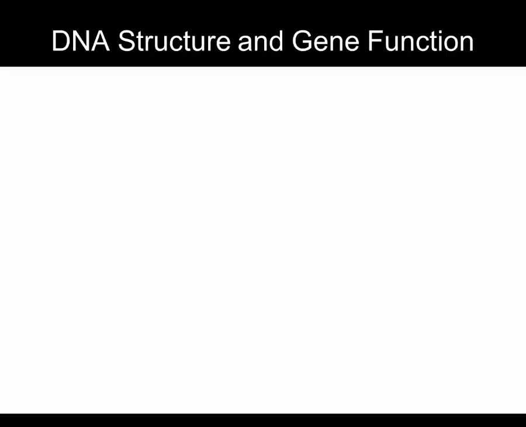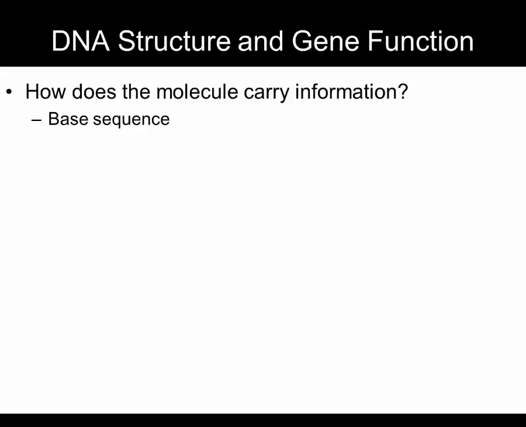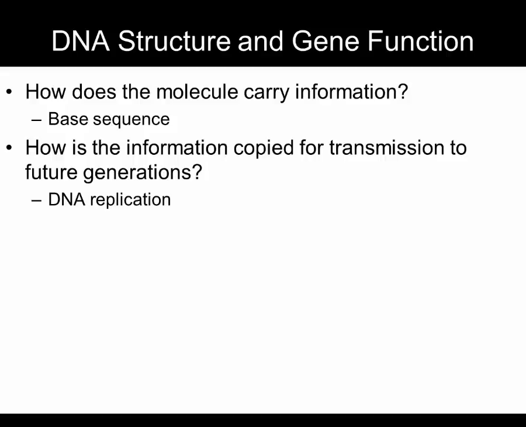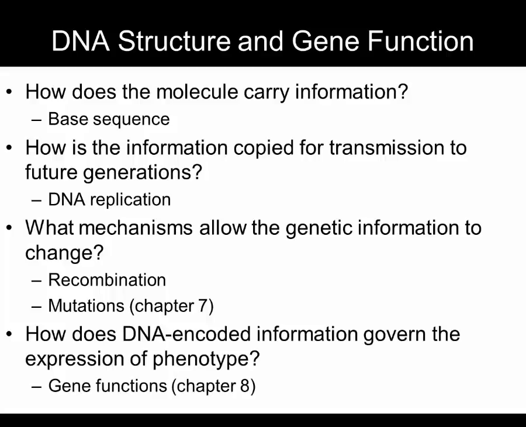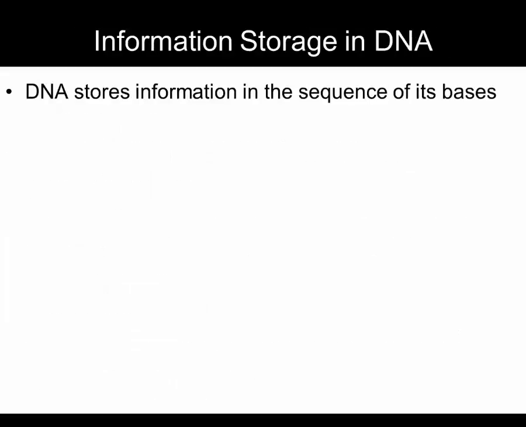Well, we're going to spend the next month going through all the connections between the structure and the function of DNA. We're going to cover how information is stored in DNA, how the information is copied and transmitted through generations, the mechanisms that alter genetic information, which is key to making evolution possible, and how that information controls the expression of phenotypes. Let's start with the nature of genetic information.